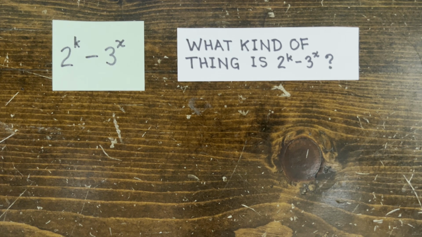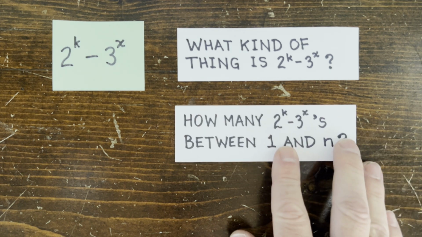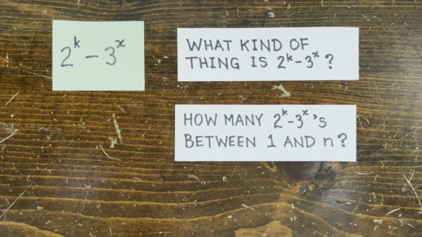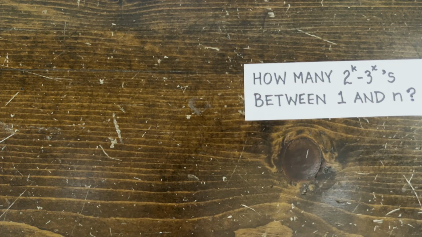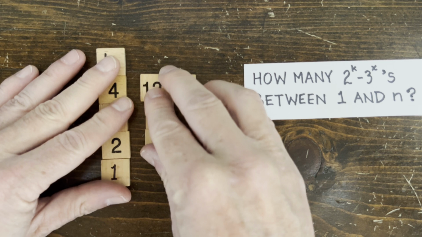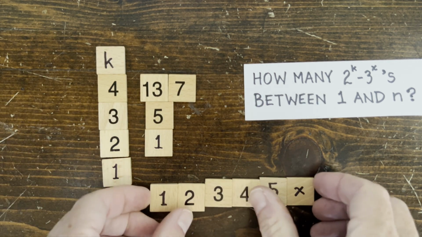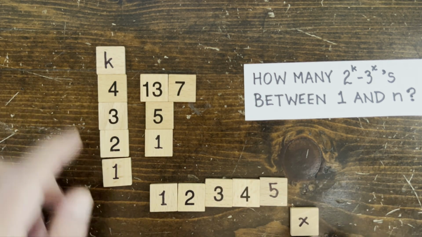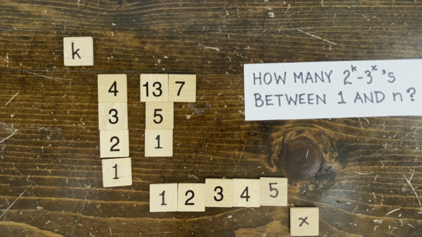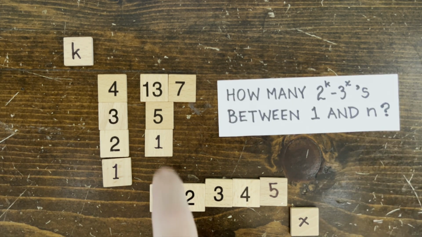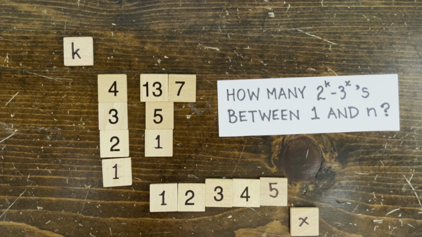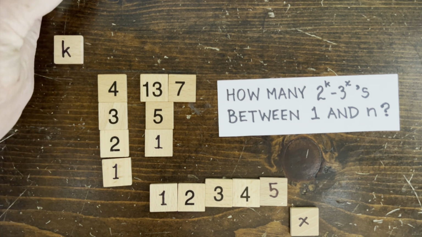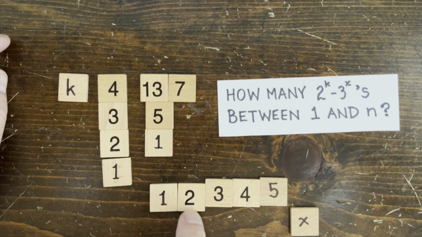For this episode, let's ask the general question of how many numbers between 1 and n can be represented this way as a function of n. This is sort of like when people ask how many primes are there between 1 and n in general. And just like with primes, the values of this expression here for small k and x already look pretty random. Here's k on the vertical axis and x on the horizontal.